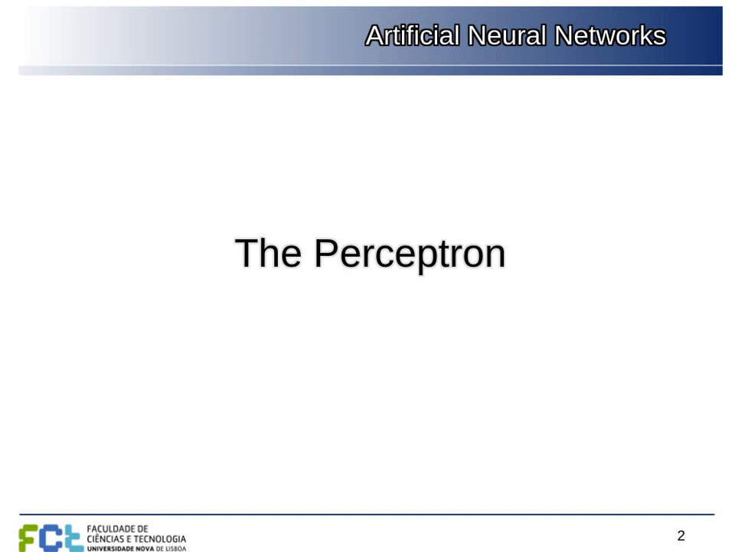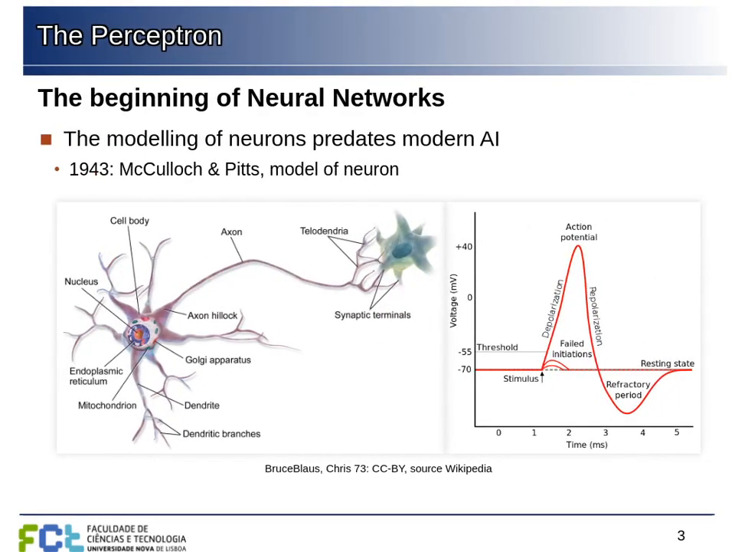So let's start with this idea of the perceptron. The beginning of neural networks was with an attempt to model the neuron, and this even predates modern artificial intelligence. So in 1943 we have this first attempt to create a mathematical model of the biological neuron. A neuron cell has these dendritic branches, which we can think of as where the cell gets its input. And then there is this long axon and synaptic terminals where the cell will output a signal.